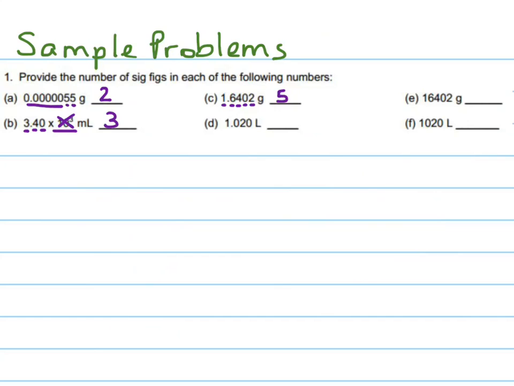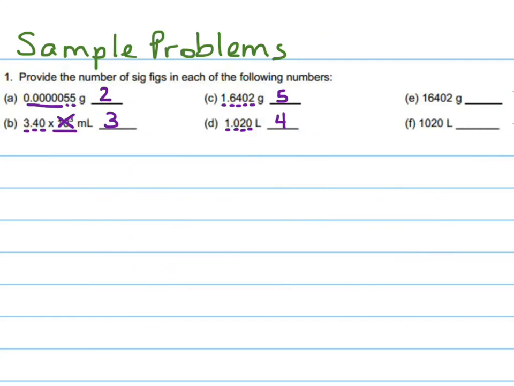In D, 1.020 liters, the 1 is non-zero, this 0 is between the 1 and the 2, so it's significant. The 2 is non-zero, so it's significant, and the 0 at the end is after non-zero numbers and after a decimal, which lets me know it is also significant. So I have 4 significant figures in example D.